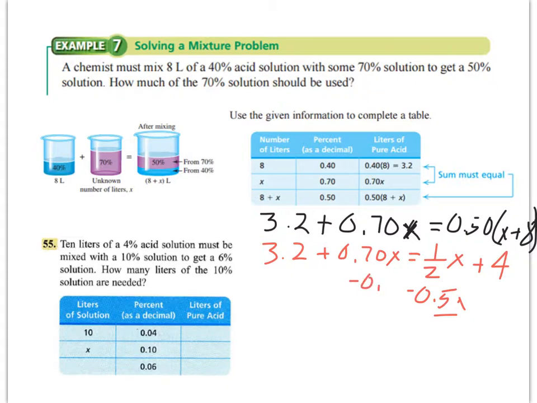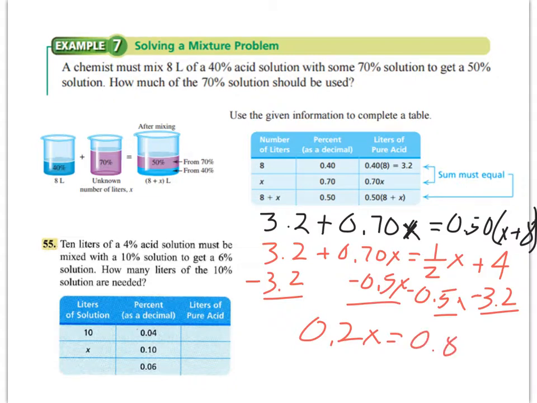So subtract the 0.5x from both sides. So my x's are going to be on the left, so I'm going to go ahead and subtract the 3.2 just because, again, I'm running out of space a little bit here. So now be careful with the decimals. 0.7 minus 0.5 would be 0.2 or 0.20. 4 minus 3.2 would be 0.8.